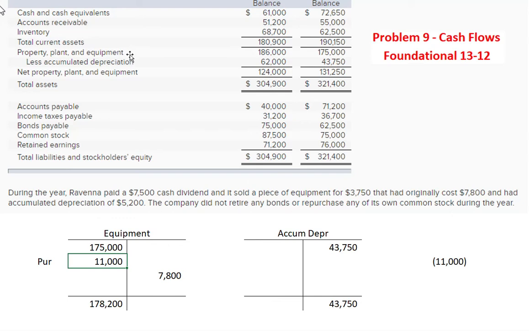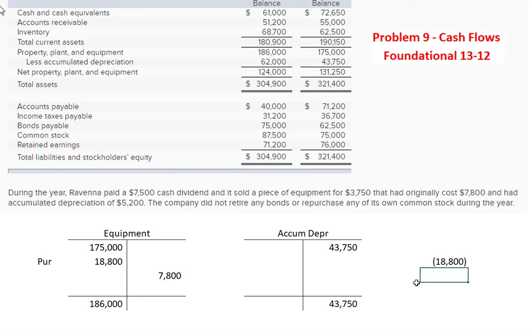So clearly we had to purchase more than 11,000. We had to purchase 11,000 plus that 7,800. We had to purchase 18,800 in equipment. And there's where we get it. We had purchases not of minus 11,000, but minus 18,800.